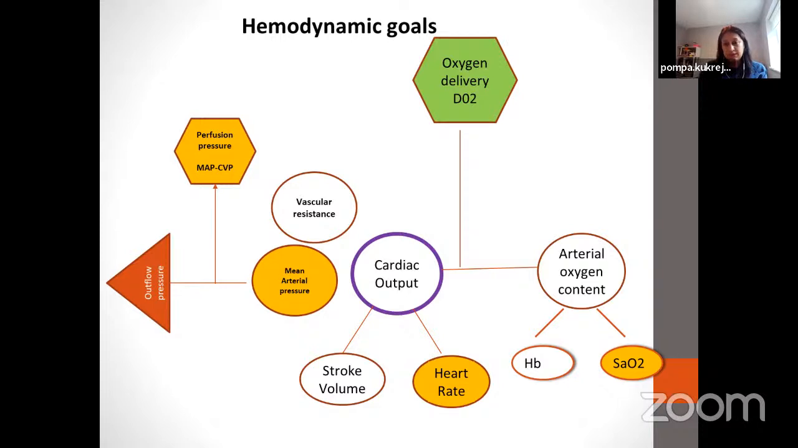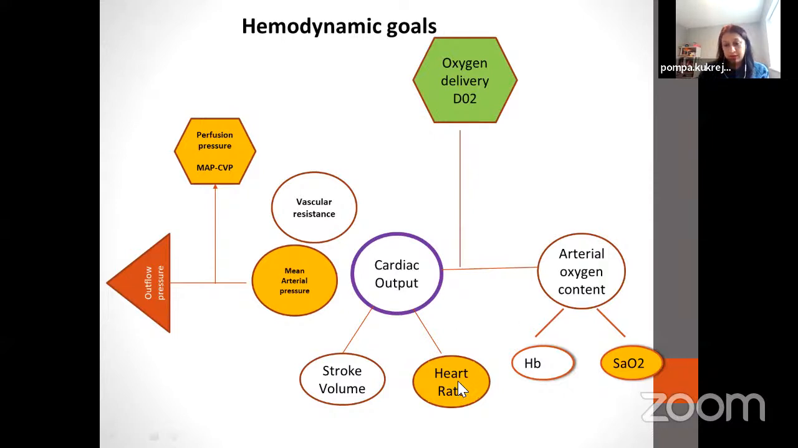Now, as you know, the equation for oxygen delivery: you need a good pump, you need a good cardiac output, and it's also determined by the arterial oxygen content, which in turn is determined by your hemoglobin and SATs. Your cardiac output is determined by how much volume is ejected from the heart with each heartbeat, and also the rate.